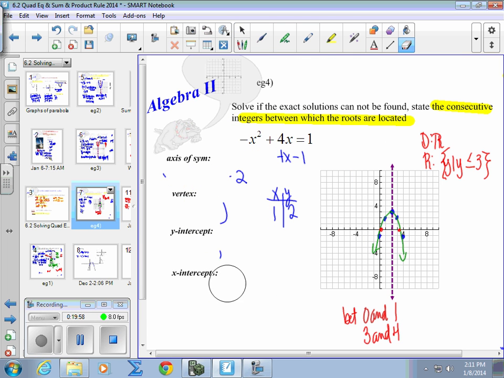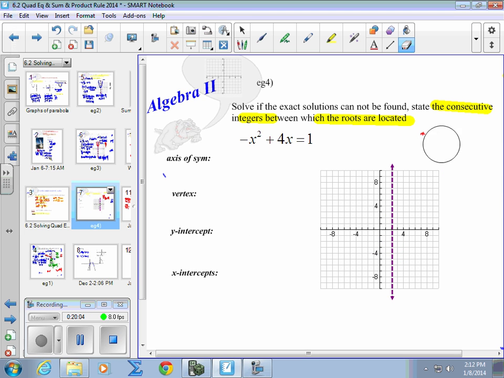I would put a star by this problem, number 4. It says, if the exact solutions cannot be found, state the consecutive integers between which the roots are located. Are there any decimals or fractions in integers? No. So the first thing we need to do is subtract 1.